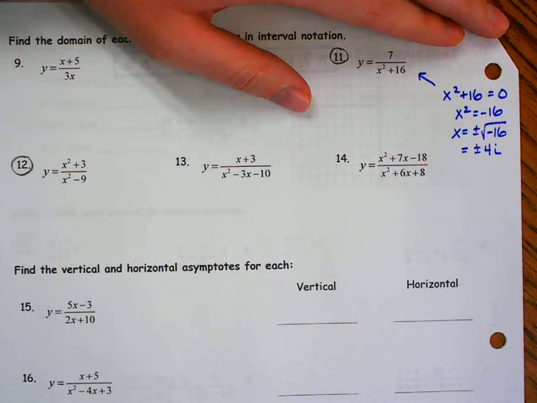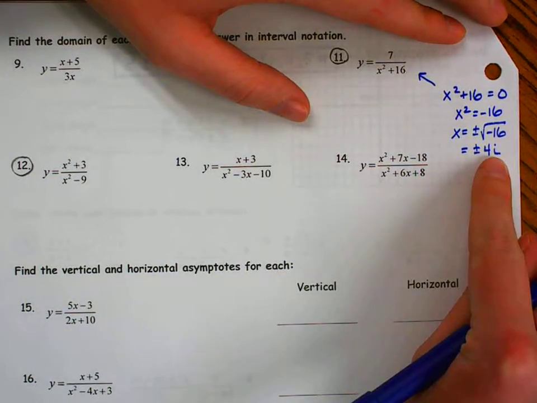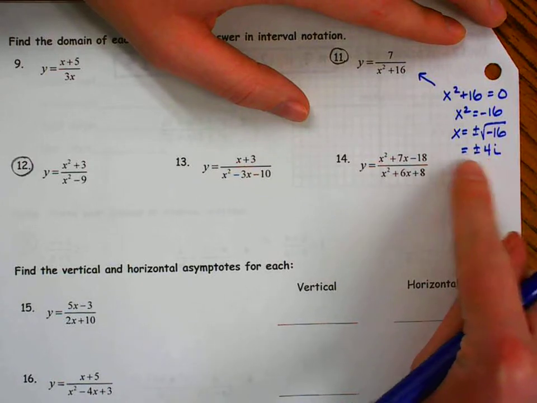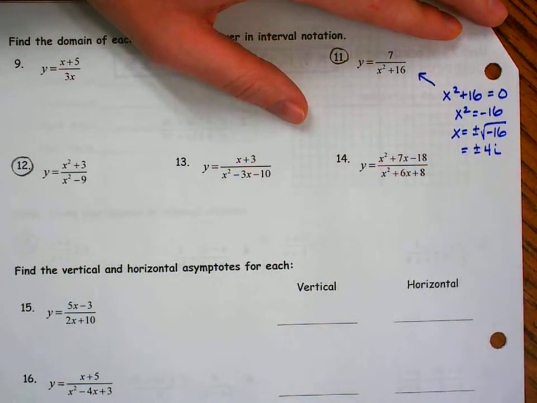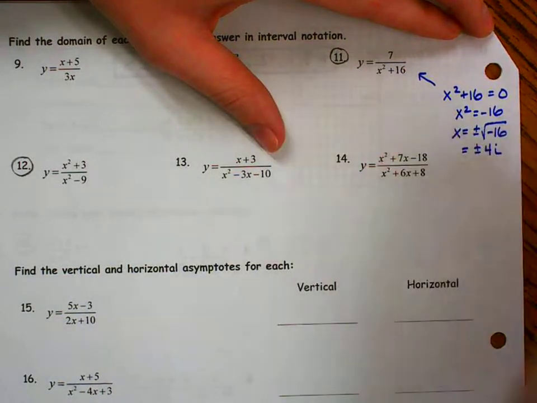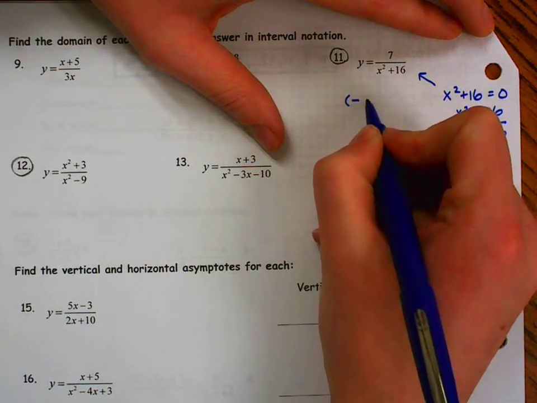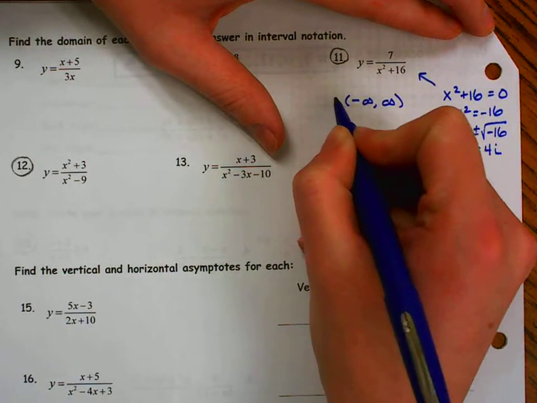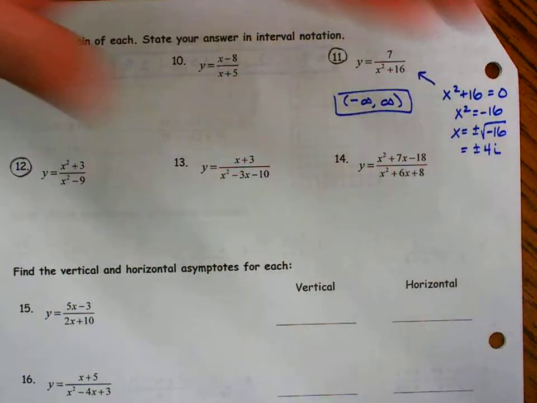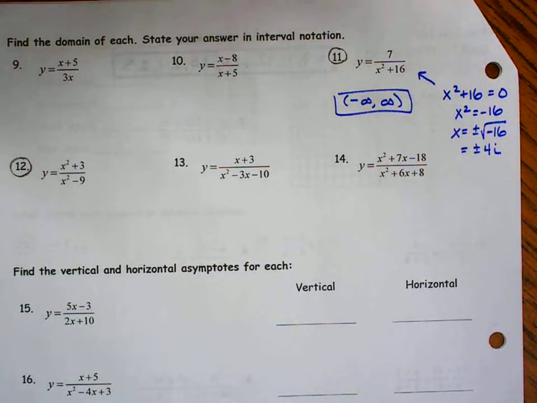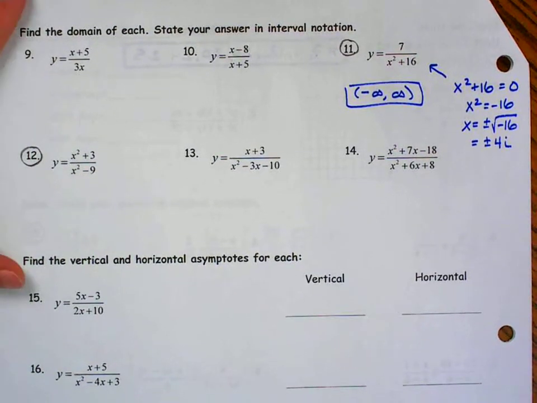So I want to figure, are there any real numbers that make the denominator 0? Well, no numbers. And there's no real answers, so that means that there's no real problems for the denominator. So if there's no real problems, then that means everything is okay. So my domain is negative infinity to infinity because I didn't have any problem spots, or I didn't have any real problem spots. Well, now let's look at number 12.